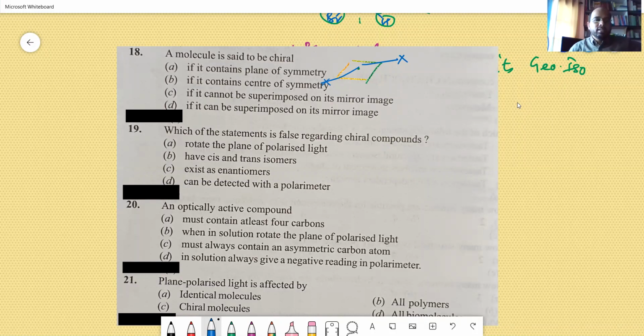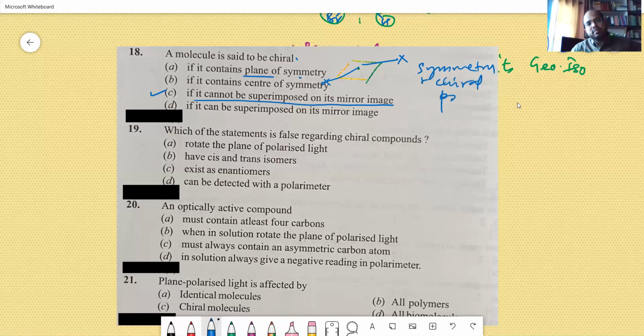But here, a molecule is said to be chiral if it cannot be superimposed on its mirror image. It should not be superimposed. If it contains a plane of symmetry, it is symmetrical. Therefore, it is not chiral. I told you that symmetry and chirality are inversely related. So this is the right answer for question number 18.